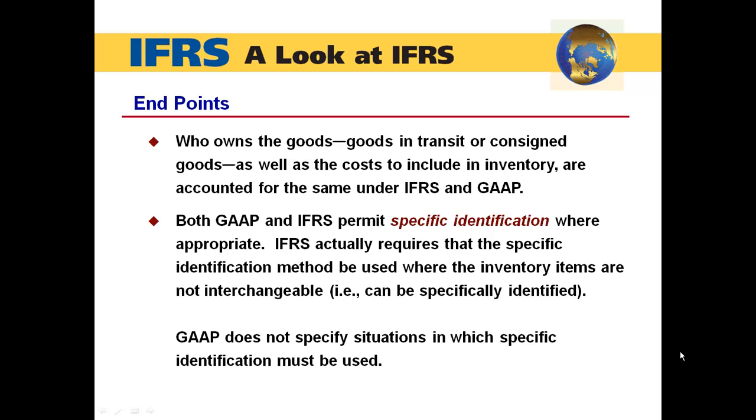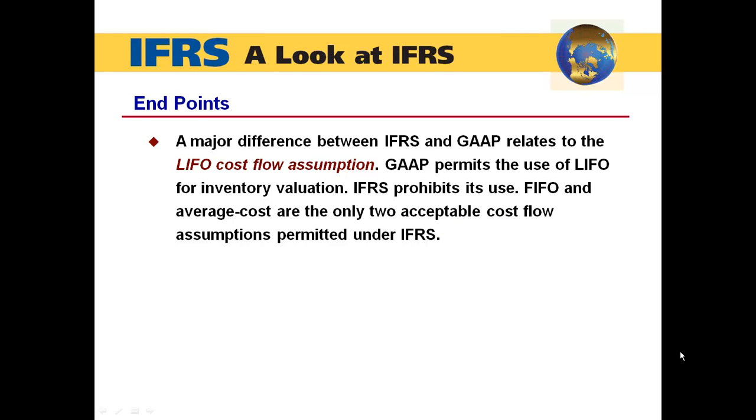What is used is one of the cost flow assumptions, LIFO, FIFO, or weighted average, in terms of inventory costing purposes. A major difference indicated here between International Financial Reporting Standards and US GAAP relates to the LIFO cost flow assumption. US GAAP permits the use of this. International Financial Standards prohibits its use. LIFO is not allowed for use in international accounting standards.